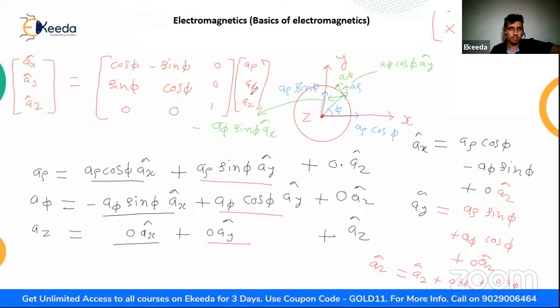In our question, we are given a phi, and we have to multiply it to get ax and ay. So simply from here also you can get the contribution of a phi along ax, ay and az. Just solve, you will get the same answer. I'm just clearing it. Coming to the next.